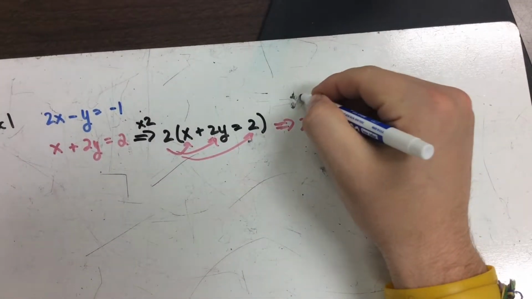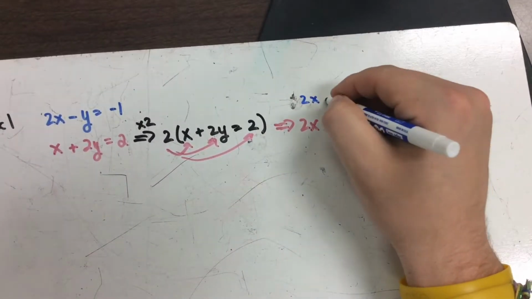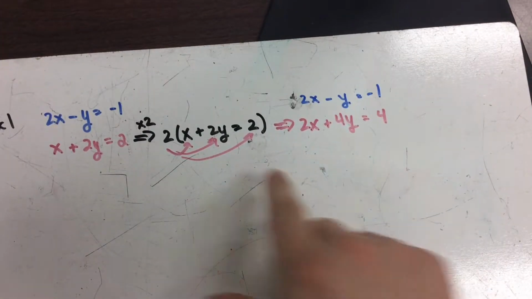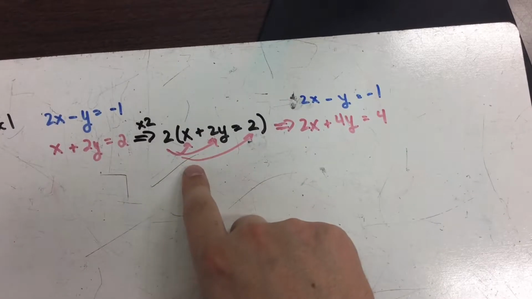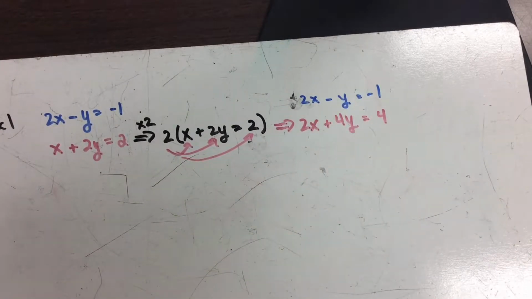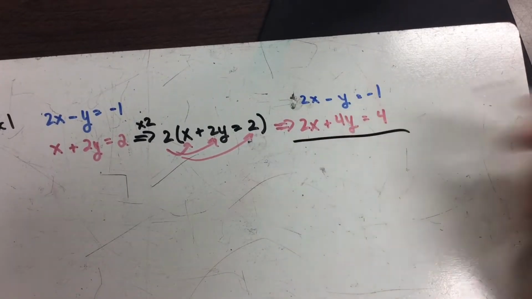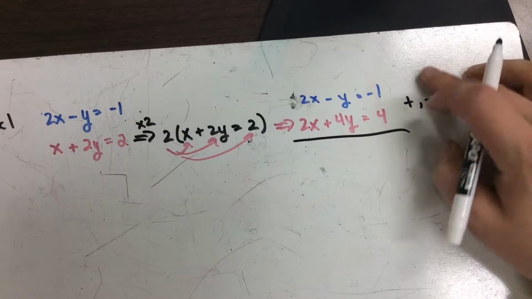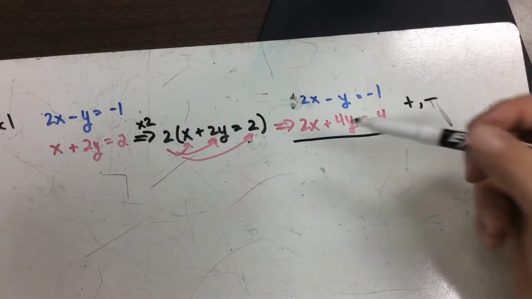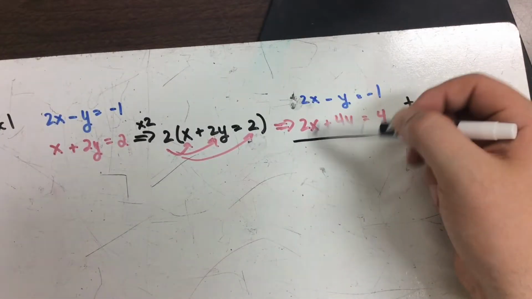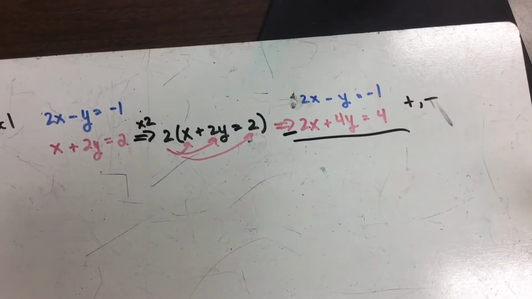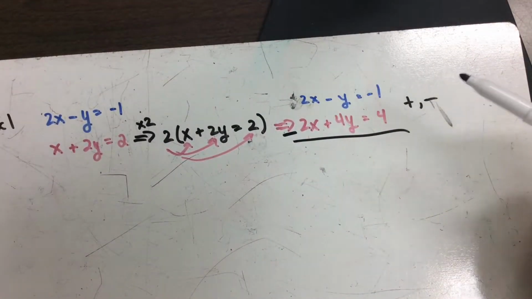So let me bring the blue equation back over: 2x minus y equals negative 1. And by doing this multiplication of 2, I've set this system up for elimination. So now I can go through my normal steps. I'm going to draw my line under and choose, am I adding or am I subtracting? How am I going to get these x's to eliminate? I'm going to subtract. And again, I'm going to touch my operation every single time.